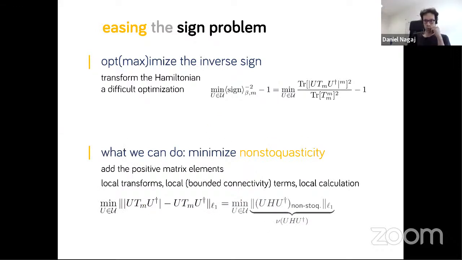Okay? What we do, we minimize something that we call non-stochasticity. Non-stochasticity of a matrix is a measure that we define as adding up all of the positive off-diagonal matrix elements. Now, when we do local transformations of the system, we can again relatively easily calculate this measure, which means that we can use it in our optimization. So basically, I do local transformations, I measure, and see whether I have done better or not, whether I have improved the non-stochasticity.